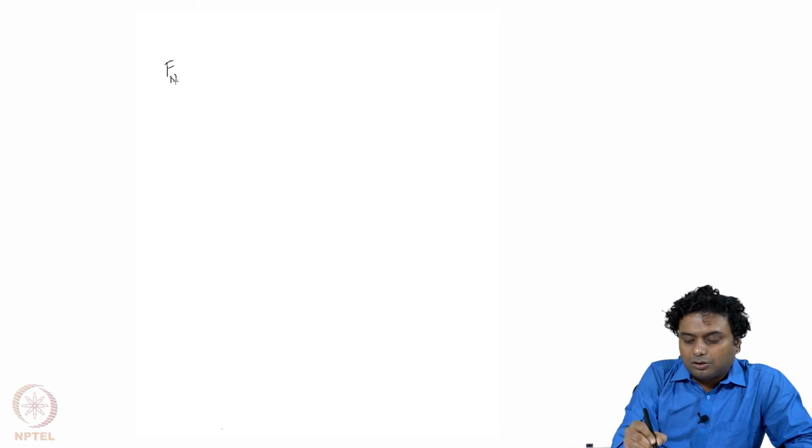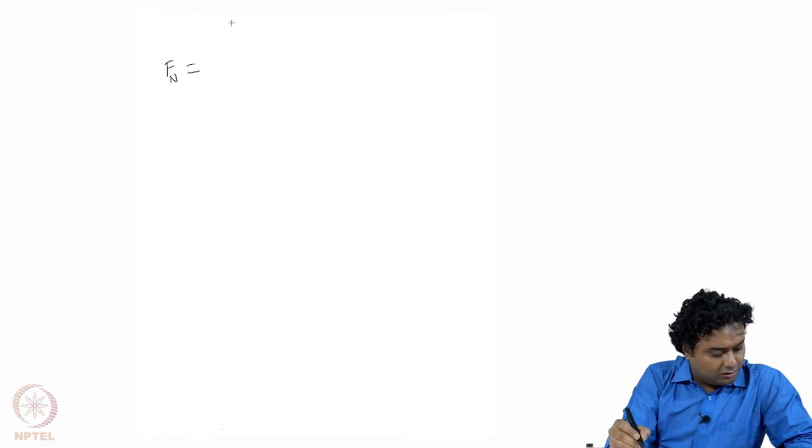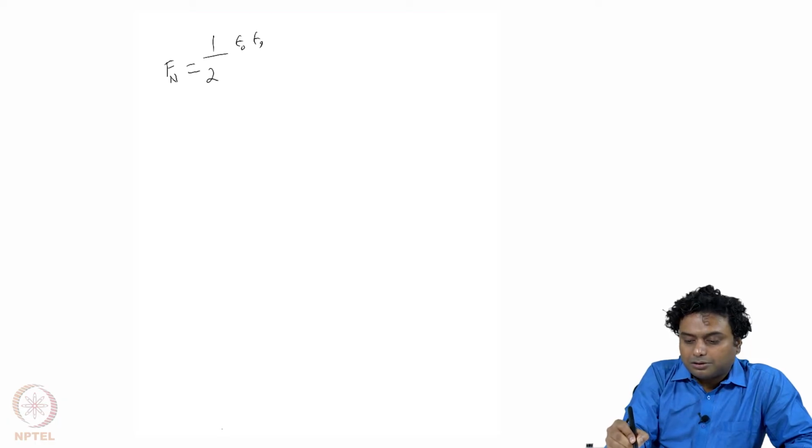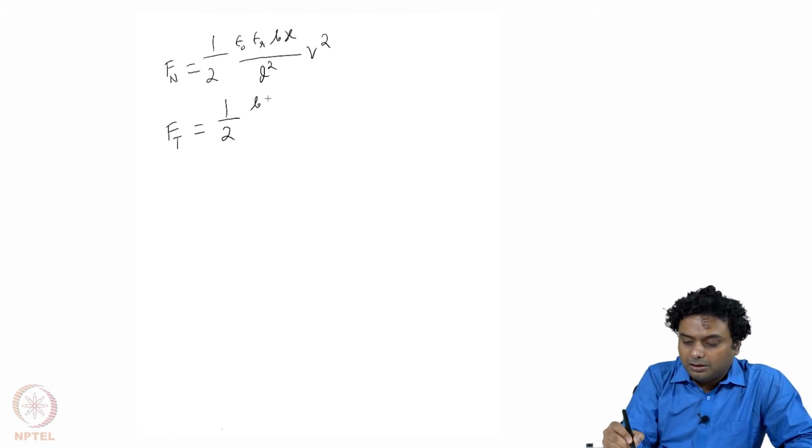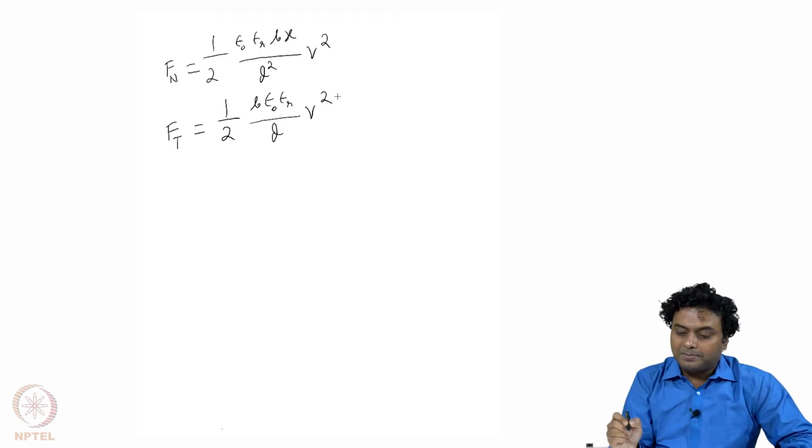Okay. So we got that normal force Fn is equal to half of epsilon naught epsilon r B x by D square, and at the top it is V square, and transverse force is equal to half of B into epsilon naught epsilon r, then below it is D into V square. Okay.